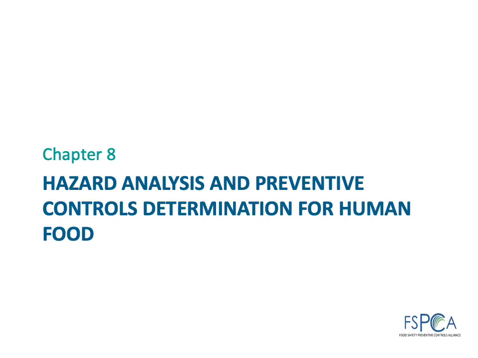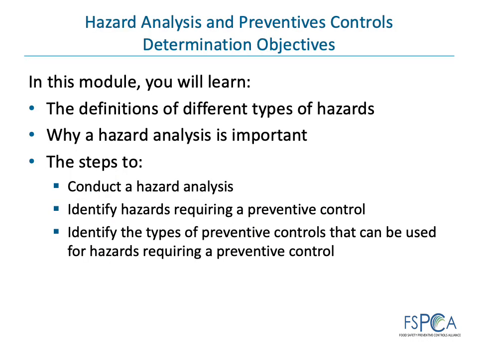Chapter 8. Hazard Analysis and Preventive Controls Determination for Human Food. Following the preliminary steps, the next step in developing a food safety plan is to identify the food safety hazards requiring a preventive control. This depends on the food, the ingredients, the equipment, the facility layout, and other elements of the facility's food safety system.